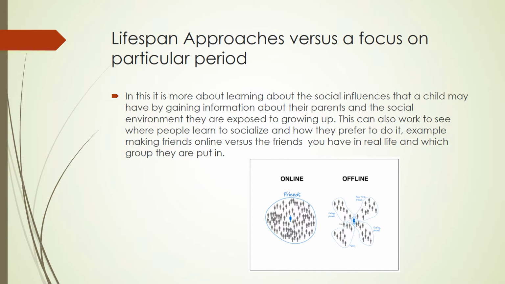Lifespan approaches versus the focus on a particular period. This is more about learning about the social influences that a child may have by gaining information about their parents and their social environment that they are exposed to growing up. This can also work to see where people learn to socialize and how they prefer to do it. Example, making friends online versus making friends in real life and which group they're put in.